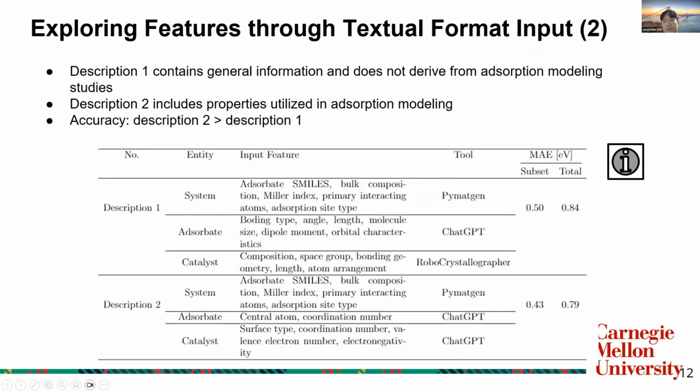And the result is we can obtain better results from description type 2. So this approach allows us to assess the attributes employed in the modeling study from a data-driven perspective. Here, the features based on scientific research definitely help the model to capture more of the relation between structure and energy, compared to the general information in description type number 1.